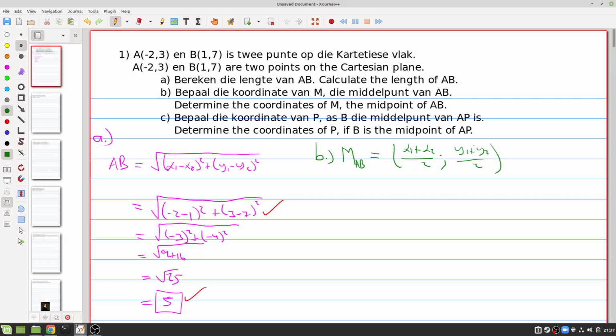Okay, x1 plus x2 divided by 2, y1 plus y2 divided by 2. Okay, so ons kan ons waardes gaan insubstitueer. So, die x-waardes, -2 plus 1 gedeel deur 2, of 3 plus 7 gedeel deur 2, en vereenvoudig. Dit geef ons -1 op 2, -1 over 2, en 10 op 2 wat 5 is, or 10 over 2 which is 5. Dit is nommer B.